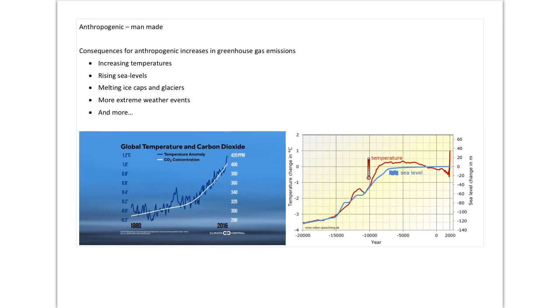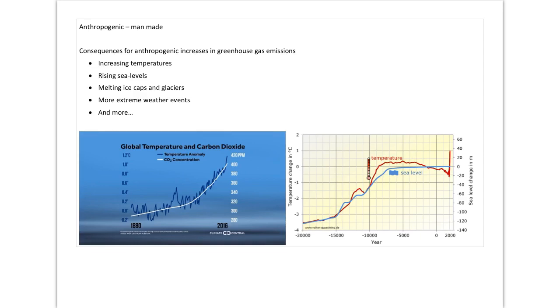So finally we're going to look at the anthropogenic, or the man-made, effects or influences on the greenhouse effect. As you probably all know well by now, the burning of fossil fuels and lots of other human activities like farming and use of fertilisers and lots of other factors are causing many more greenhouse gases, particularly carbon dioxide, to be released into the atmosphere.